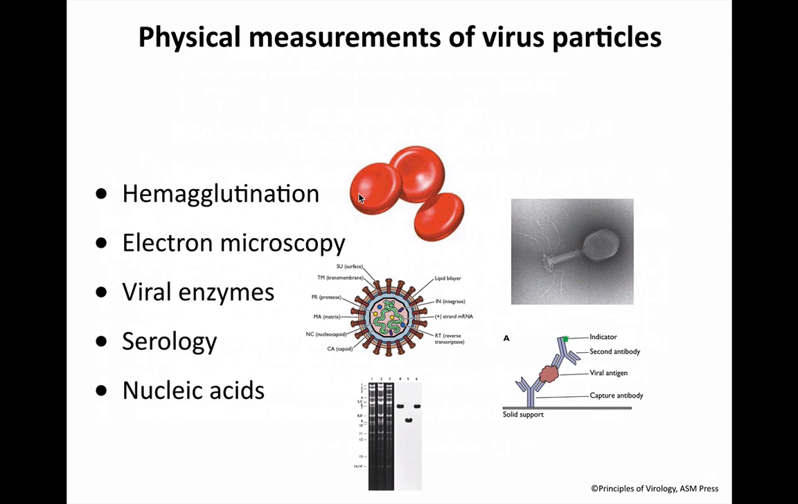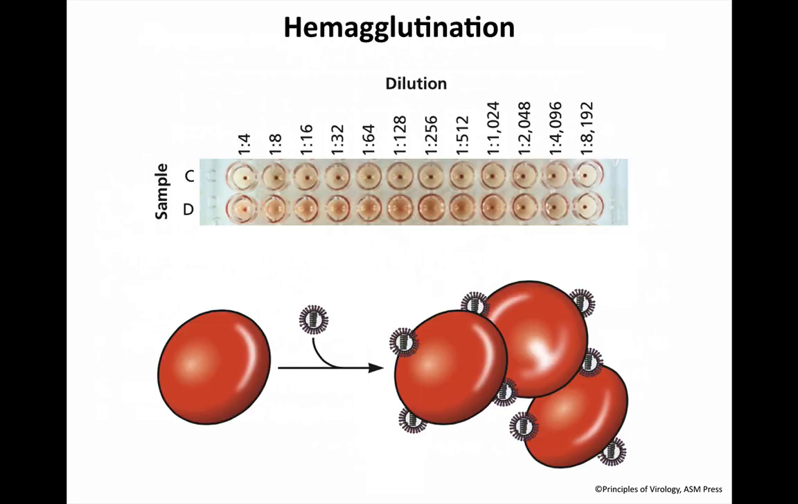There's an assay called hemagglutination, which depends on viruses sticking to red blood cells. You can take pictures of the viruses by electron microscopy and count them. Many viruses have enzymes in the virus particle, and you can develop an assay for the enzyme. You can use serological methods which employ antibodies to measure viral antigens, and there are nucleic acid-based approaches. So let's take a look at some of these.